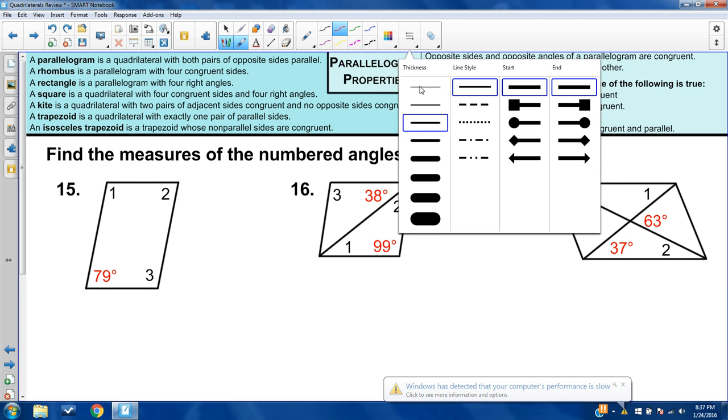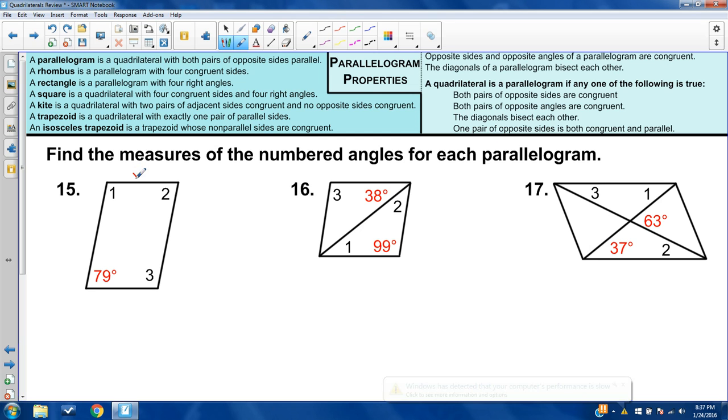So let's go with number 15. I know this is a parallelogram, so by definition, I should at least put this. Okay? Now, going by other properties, you need to solve for these angles here. What could I do? Without even knowing the other properties, actually, what you could do is say, here are two parallel lines. Here's a transversal that cuts those two parallel lines. Therefore, this angle 1 is a same side interior angle with this angle right here, 79.